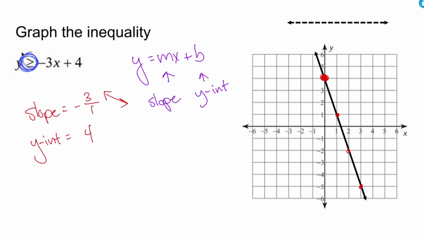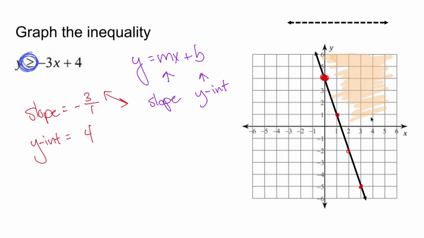The other thing that we have to notice is that y is greater than or equal to, which means I'm going to do some shading. The shading that I'm going to do, since this is a greater than or equal to symbol, is everything above the line, which is going to be here. Let me get a larger pen. Oh boy, this is going to take a very long time.